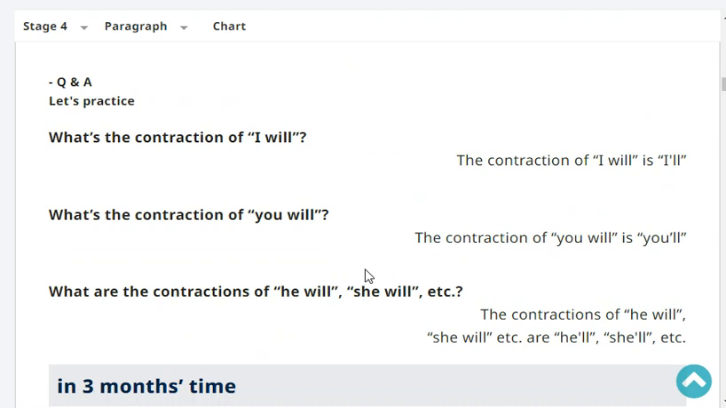What's the contraction of I will? The contraction of I will is I'll. What's the contraction of you will? The contraction of you will is you'll. What are the contractions of he will, she will, etc.? The contractions are he'll, she'll, etc.